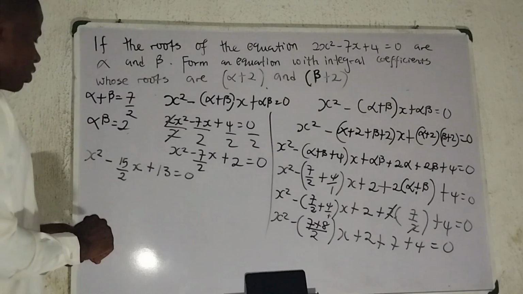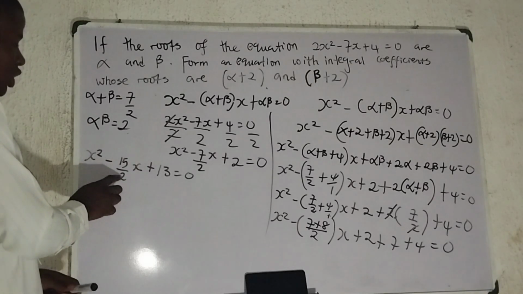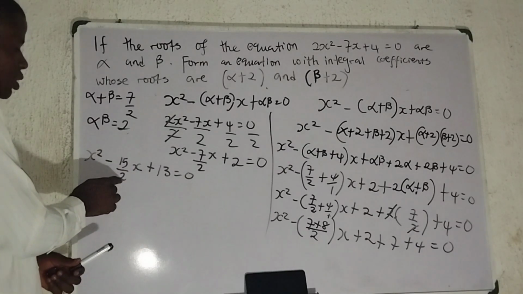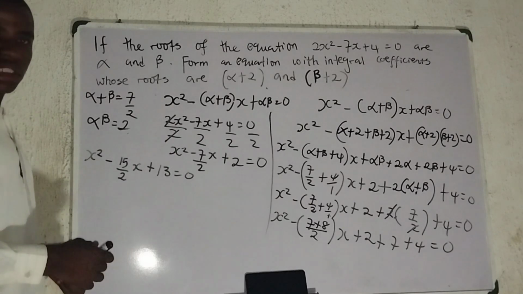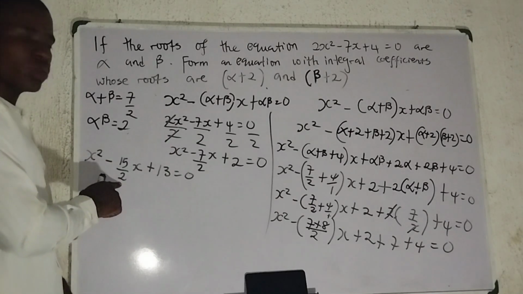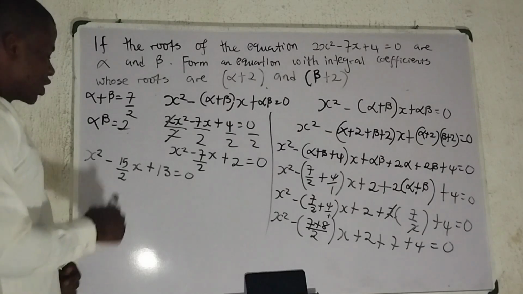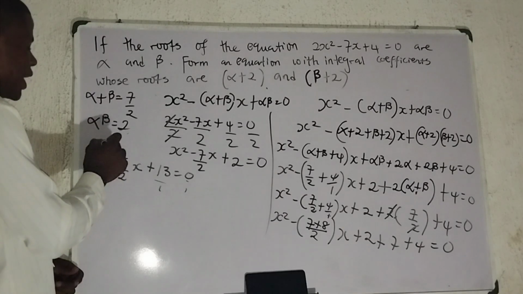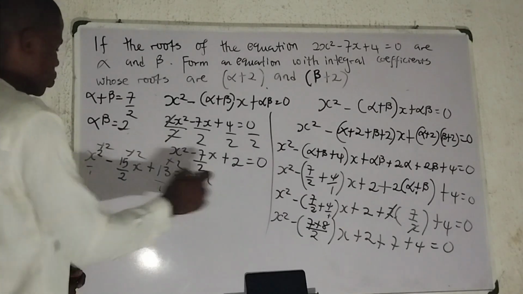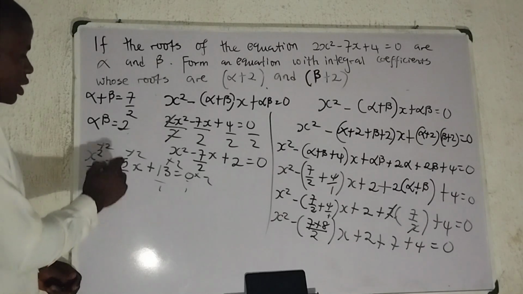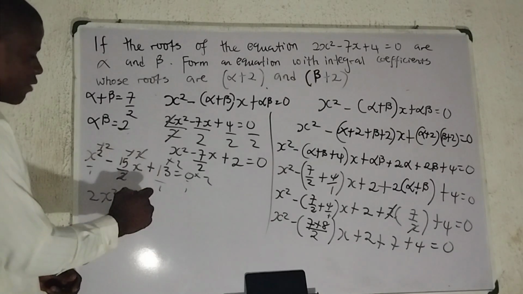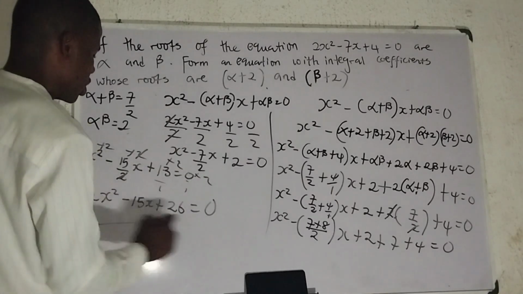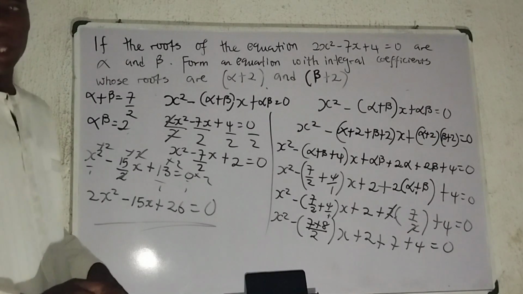Now, they say that the coefficients should be integers, right? So this is 15 over 2. How do we make all the coefficients integers? We have to clear the fractions. The LCM of 1, 2, 1 and 1 is 2. We multiply each and every one of them by 2. So 2 times x squared is 2x squared, the 2 cancels the 2, so I have minus 15x plus 13 times 2, which is 26, equals 0. And this is the quadratic equation we formed. I hope it's very simple.